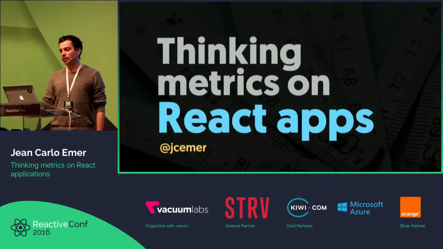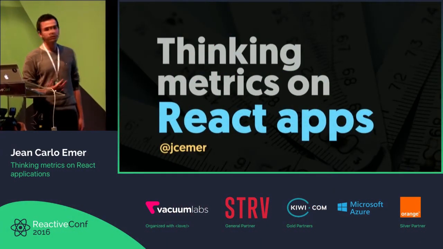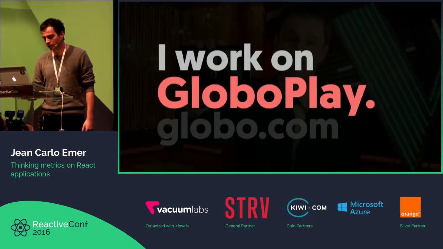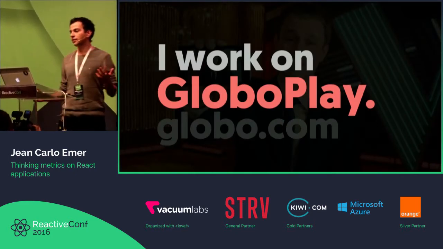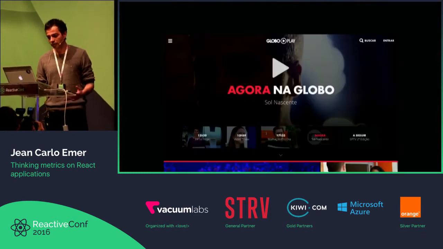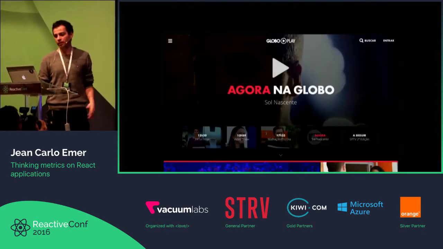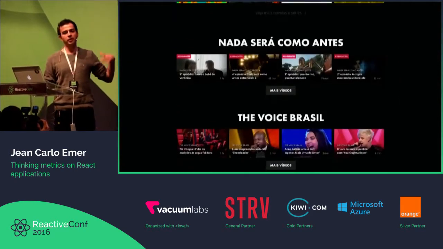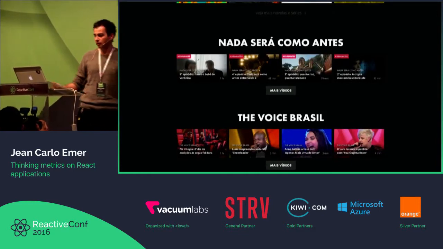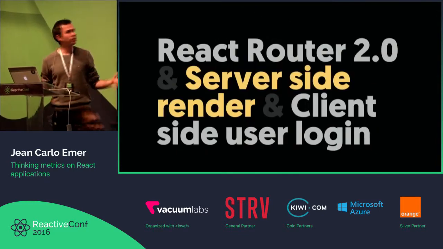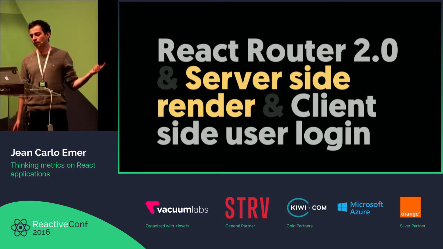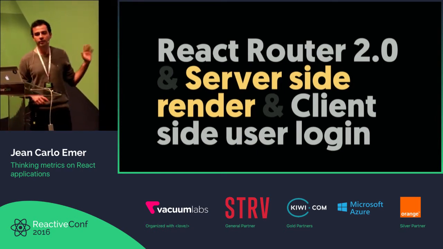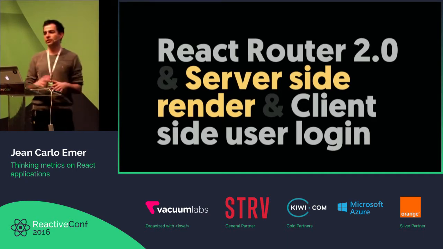So we're going to talk about how to think in metrics on React applications. I work on a product named GlobalPlay. It's a platform for showing videos, and this is what it looks like. There are a lot of videos from Brazilian television. The product is using React Router 2.0. We use server rendering, and we have some client-side services that we consume in the client.